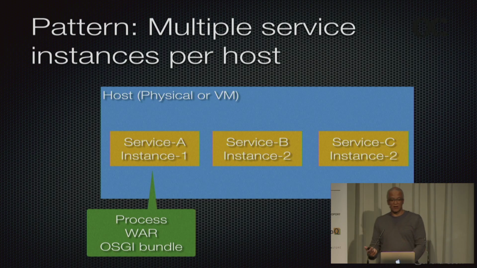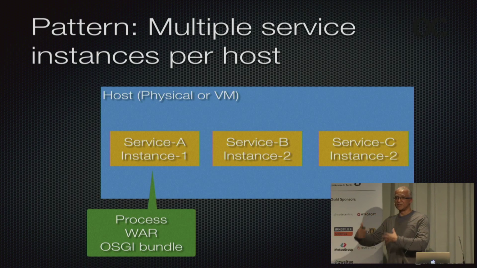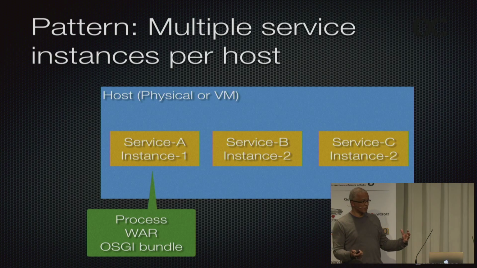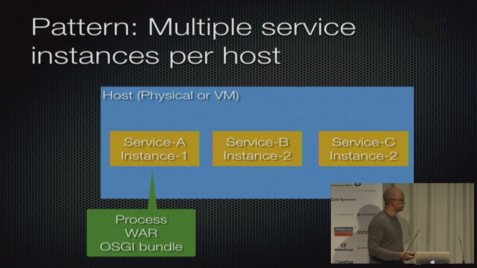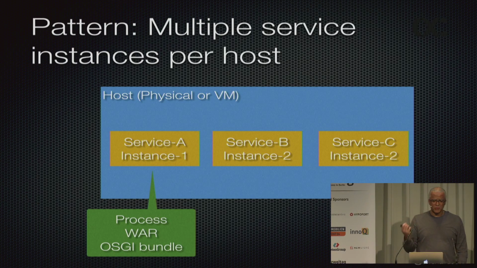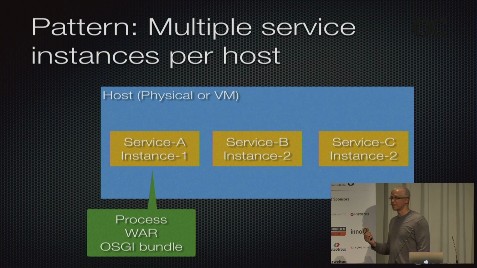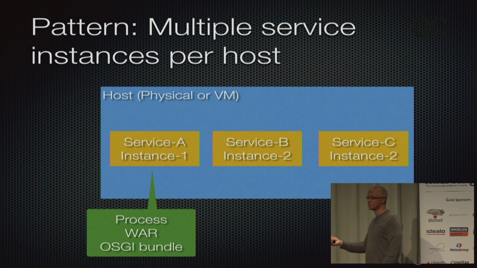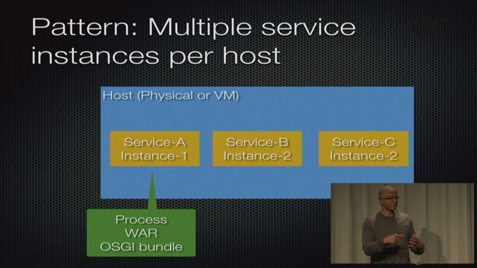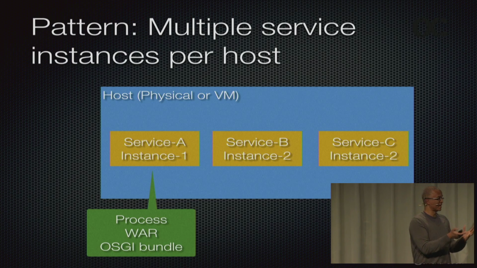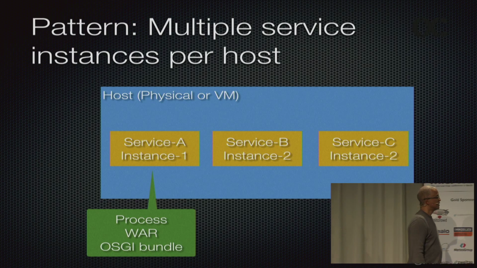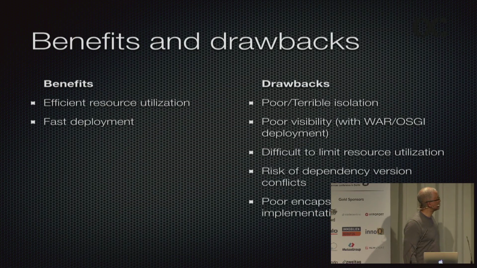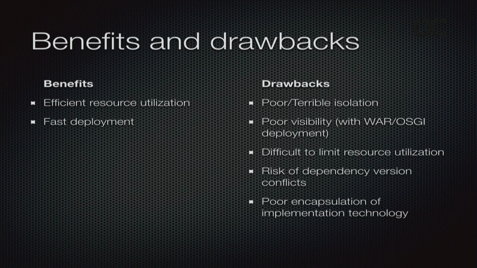The services themselves, each one could be an individual Tomcat, if you're in the Java world, or it could be an individual node process. Or you could even run multiple services within the same process, right? You could have multiple WAR files deployed on the same Tomcat, or multiple OSGi bundles deployed inside the same OSGi container. There's a lot of variety here. So there are some benefits to doing things this way.